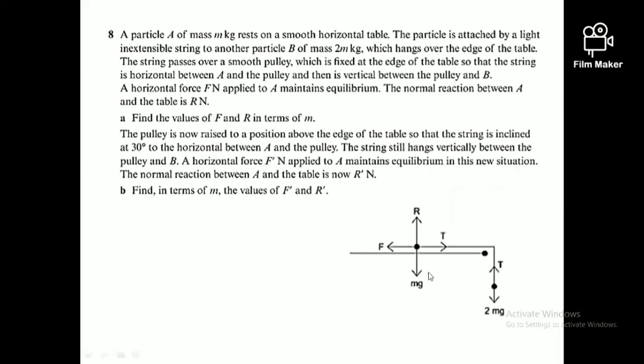A mass of M is rested on a smooth horizontal table. The particle is attached by a light inextensible string. If the wire is light and inextensible, the tension is the same. It travels through a smooth pulley. If the pulley is smooth, the tension on either side of the pulley becomes the same. And then vertically to a pulley at B, right? Okay. The horizontal force F is applied to maintain equilibrium. The normal reaction between A and the table is R over here, right? Okay. Find the values of F and R in terms of M, right?